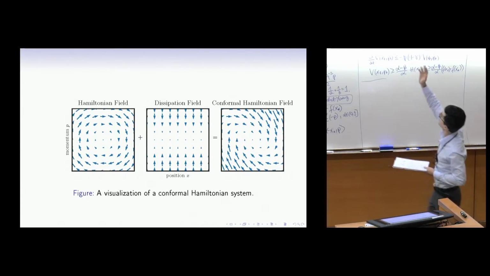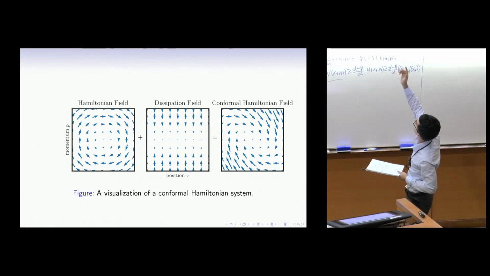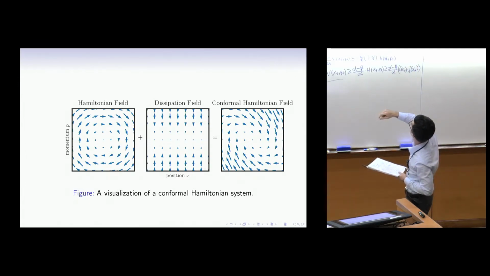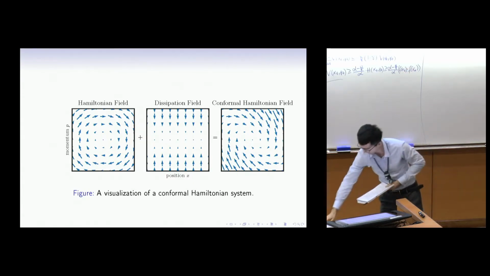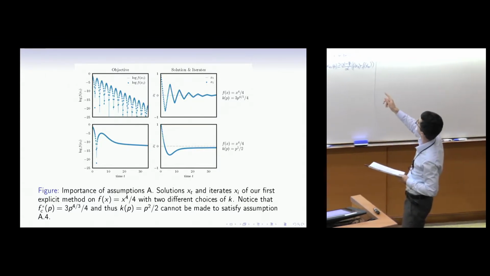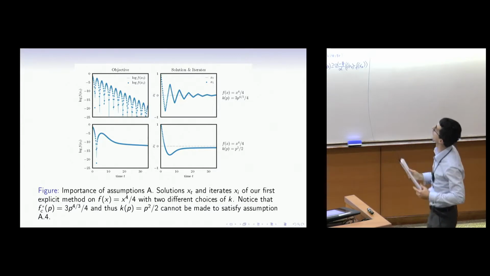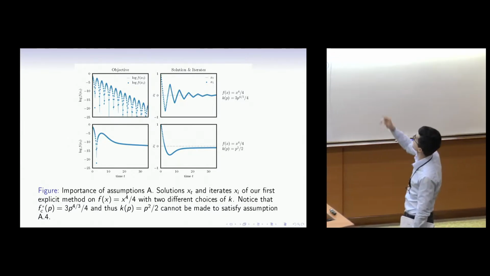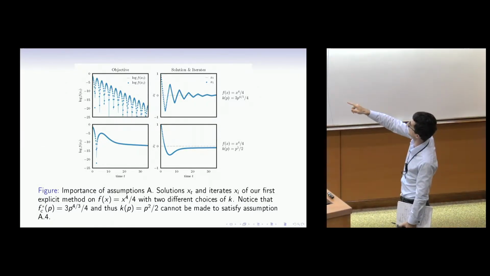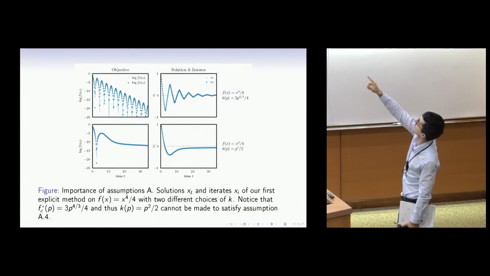this figure shows a standard Hamiltonian field that wouldn't converge anywhere, plus this dissipation field that contracts p, and together they are converging in this turbulent fashion to the minimum. And then the next figure shows what happens when you choose K in a way that corresponds to the convex conjugate. It's exactly the convex conjugate. Then you have a nice linear convergence, as you can see on the top.